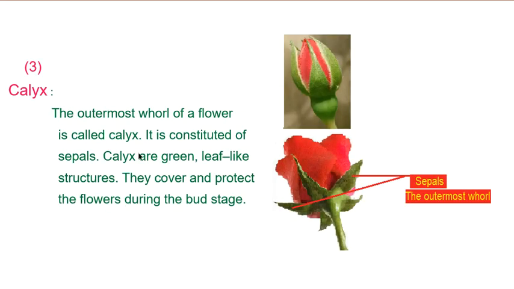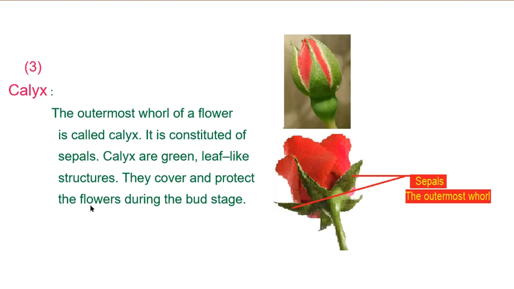Moving forward, the third whorl is the calyx. After the receptacle, the green leaved portion of the flower is called the calyx. The outermost whorl of the flower is the calyx. It is constituted of sepals, meaning these green leaves are called sepals. The calyx consists of green leaf-like structures.